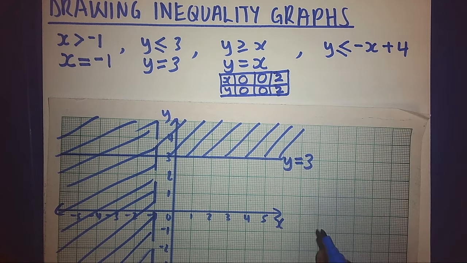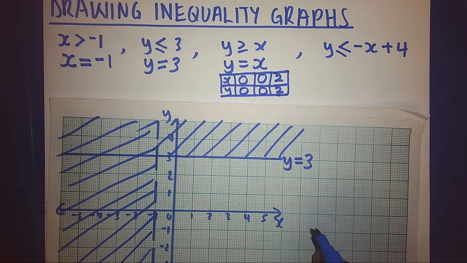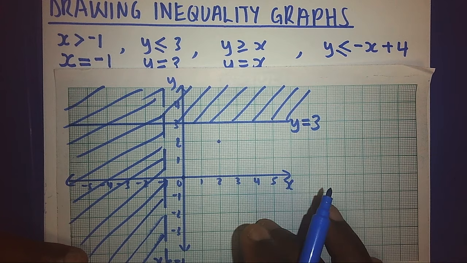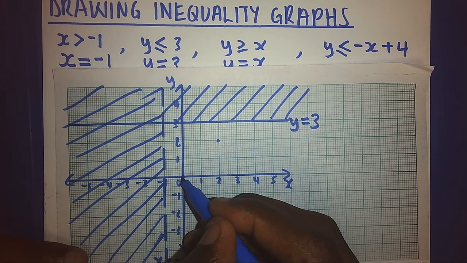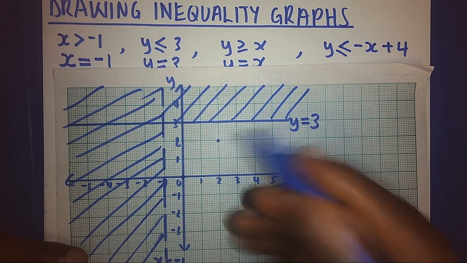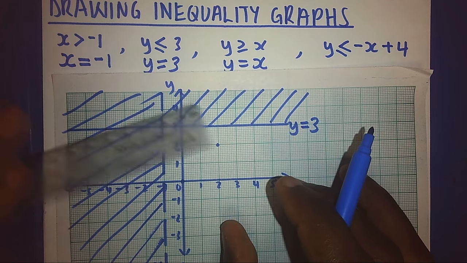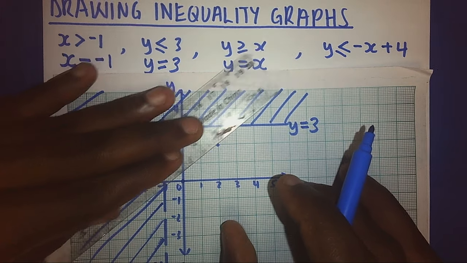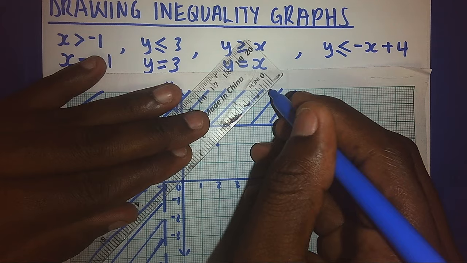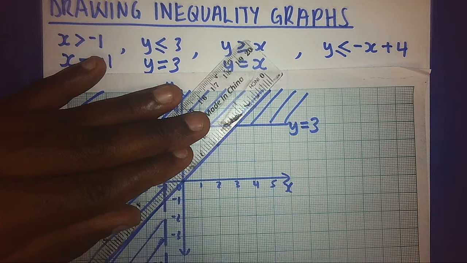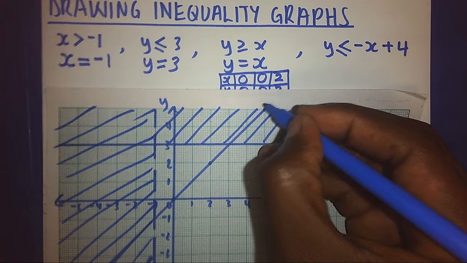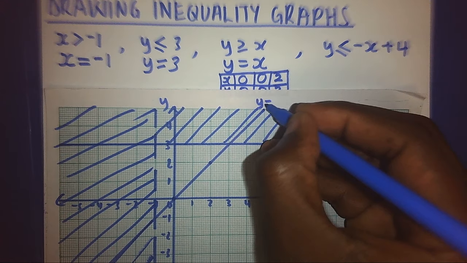So now I have 2 points. 0, 0 and 2, 2. Then I will join them with a straight line. Because my line has an equal sign, I will draw a straight line. And I will call my line Y is equal to X.